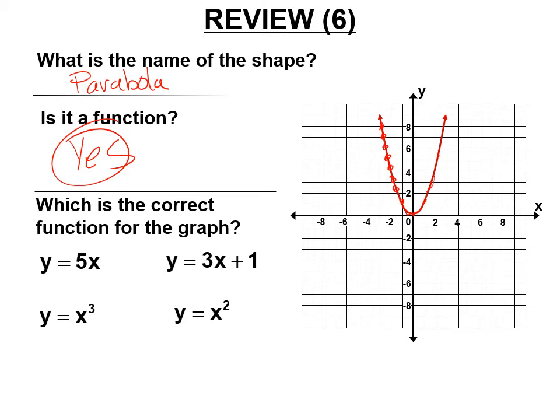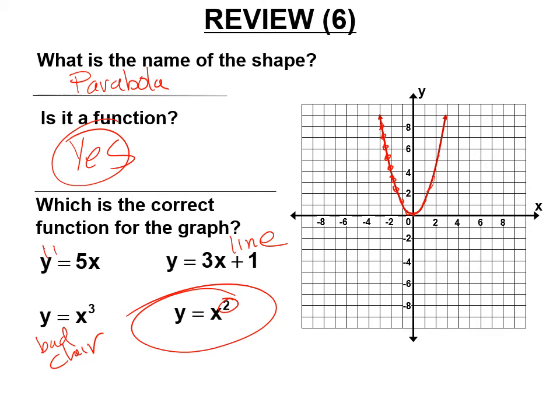Which is the correct one? You should be able to just look. The only one of these that could possibly make that is the one where the exponent is 2. That's a line. That's another line. Okay, those are linears.